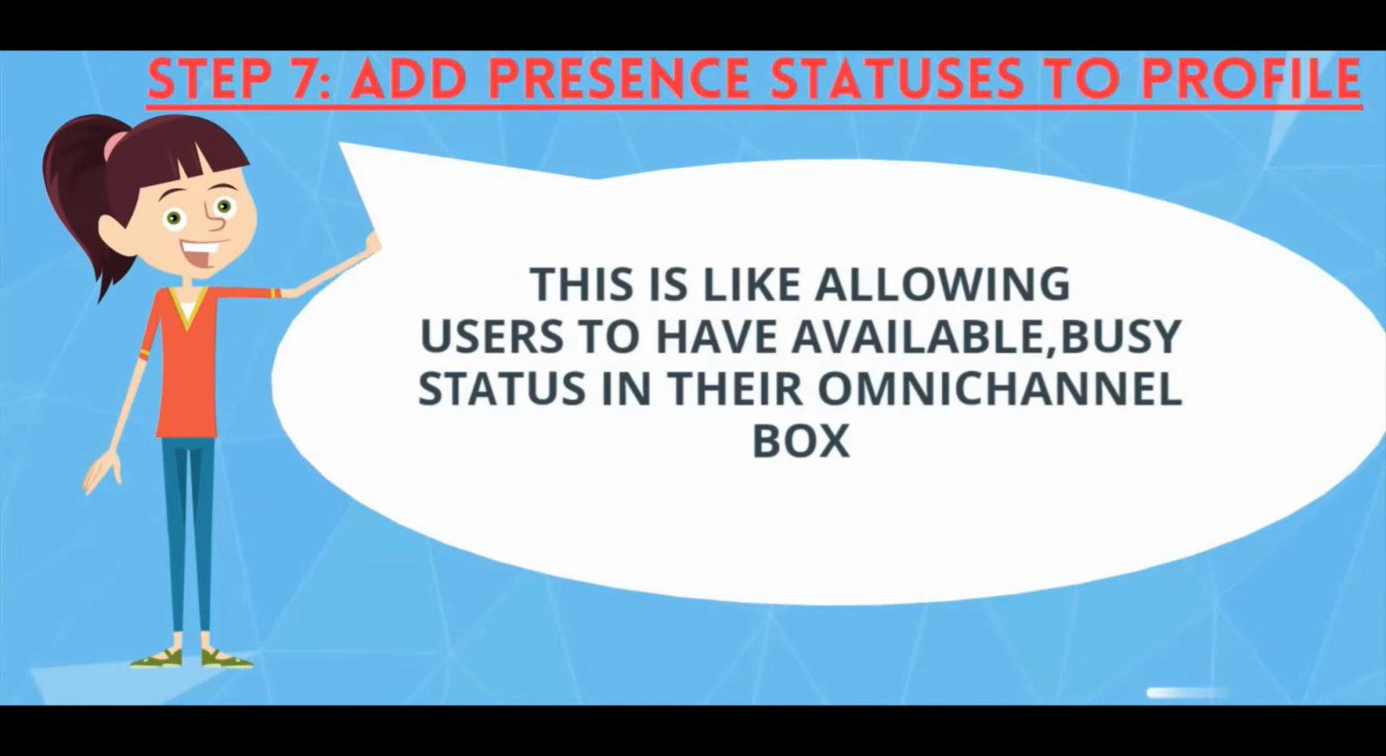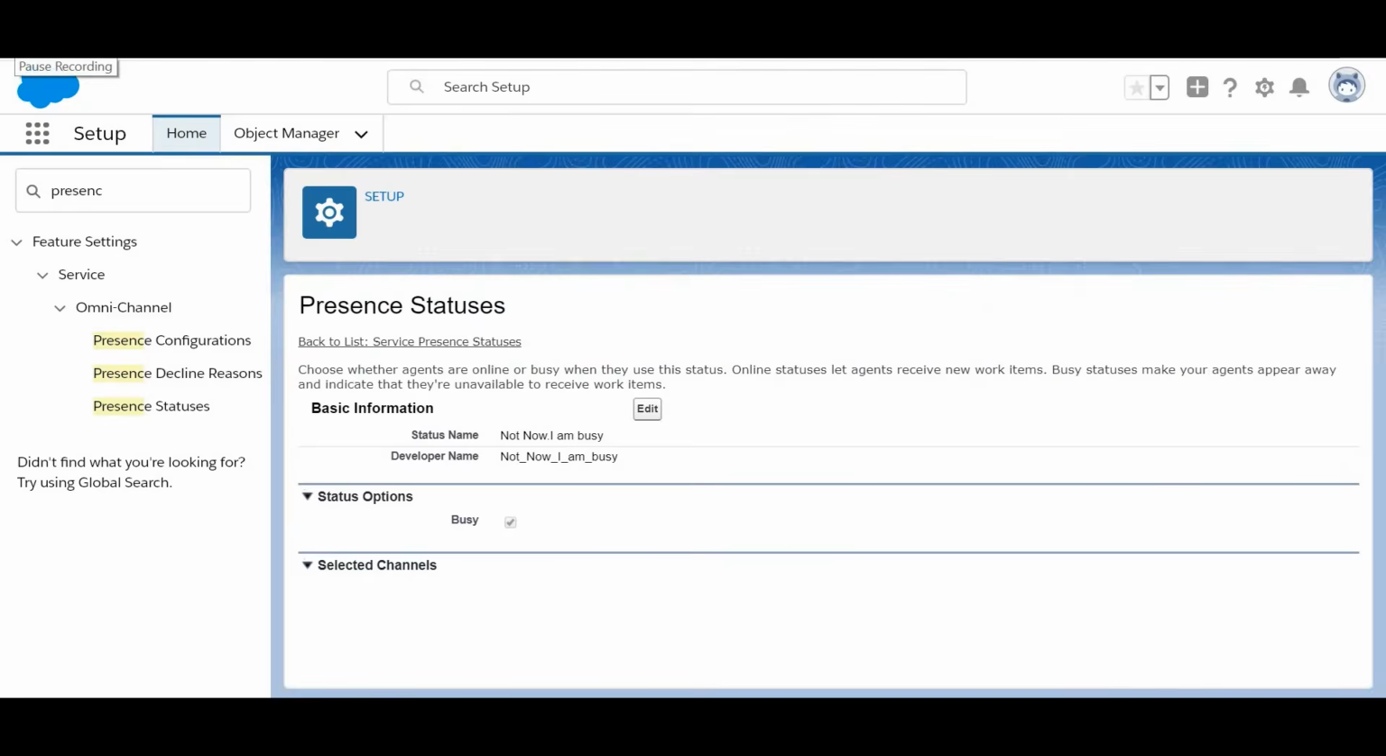Step 7, add presence status to the profile. So we have the available, busy, or away statuses, right? These statuses we need to assign to the profile. Only then the profile users can see those statuses in their particular OmniChannel box. So if you don't add it to your profile, you won't see those statuses. Simple. We have our presence statuses ready. We need to add these statuses to the profiles.